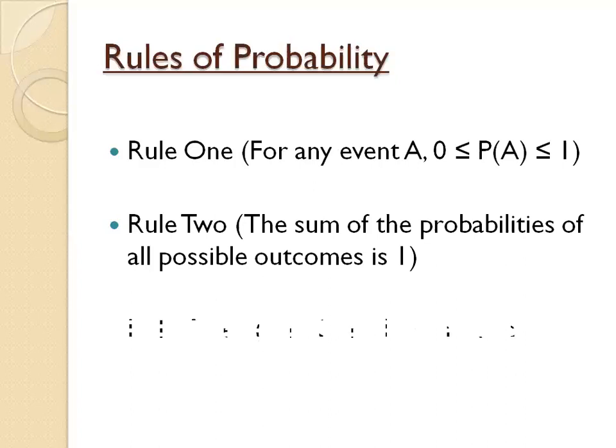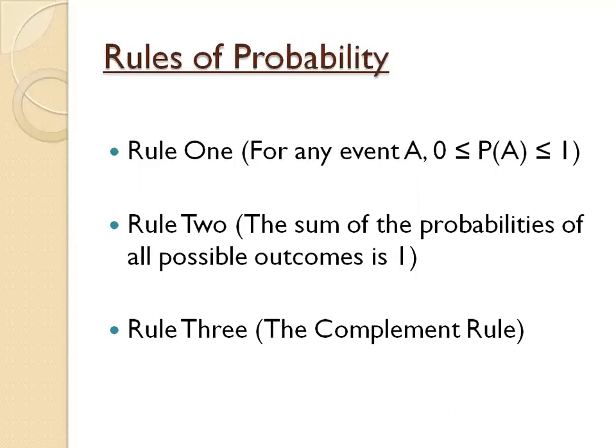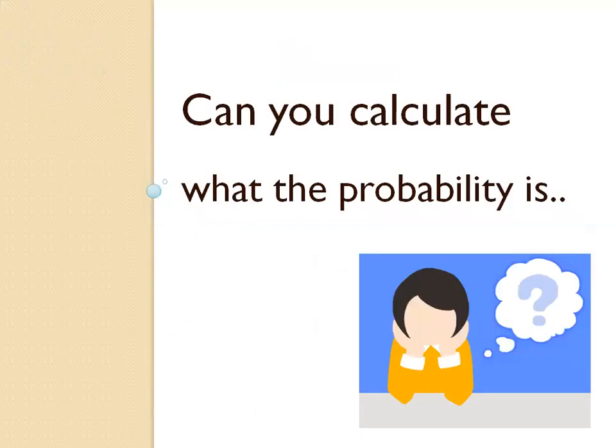And the last rule is also called the complement rule, which tells the probability of not getting A, or A not happening, equals 1 minus the probability of A, the probability of event A that has already occurred.